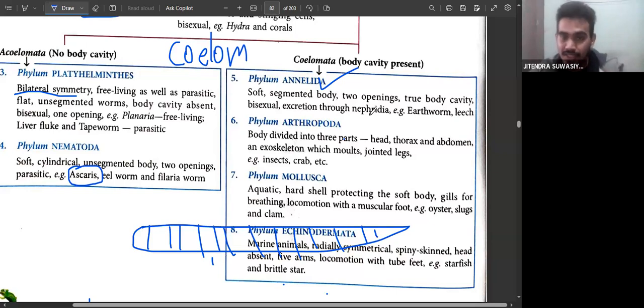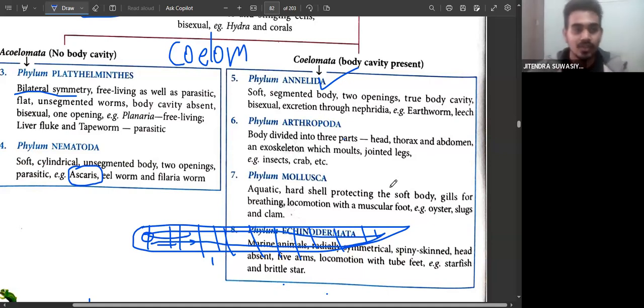They have two openings, the anal region and mouth region. They have a true body cavity. They have a true coelom present in their body. Through that coelom, the digestive tract passes. The nerve cord passes through. So that is called coelomate. They have excretion through nephridia.